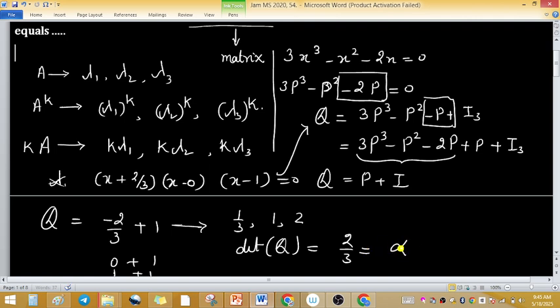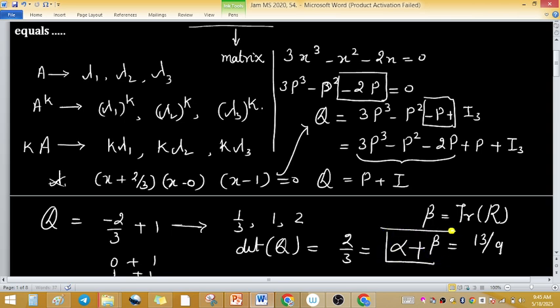In a similar fashion you can find the value of R. So beta is the trace of matrix R, and after evaluating the trace, the value of beta will be 13 upon 9. Now the value of alpha plus beta will equal 19 upon 9.